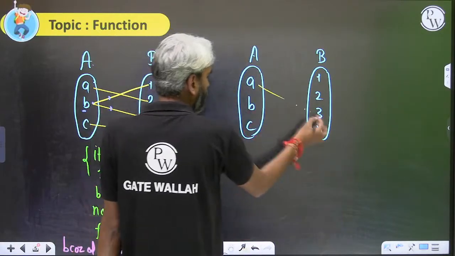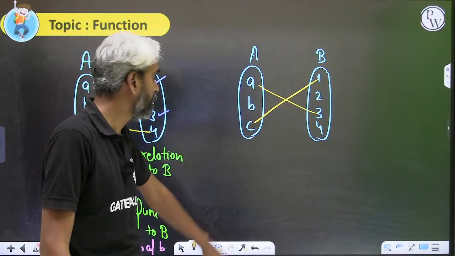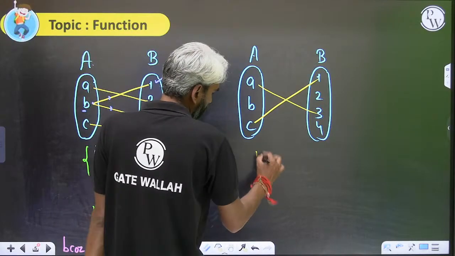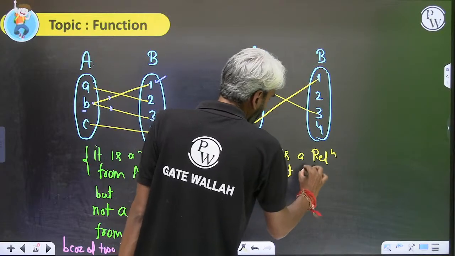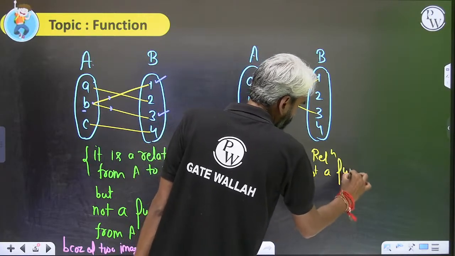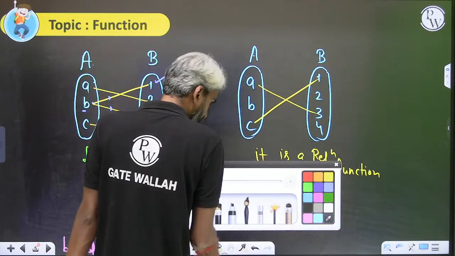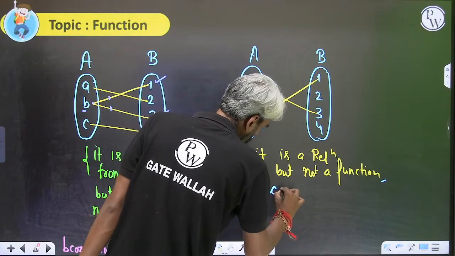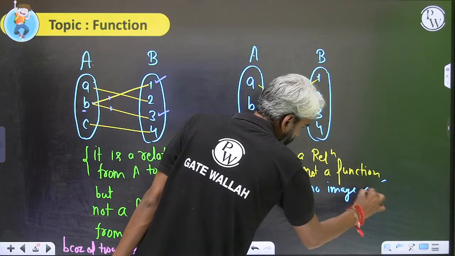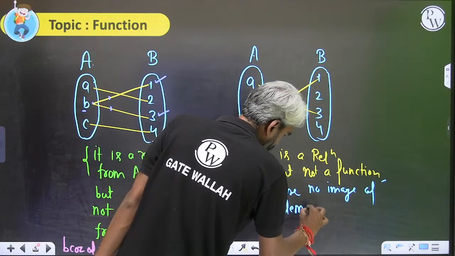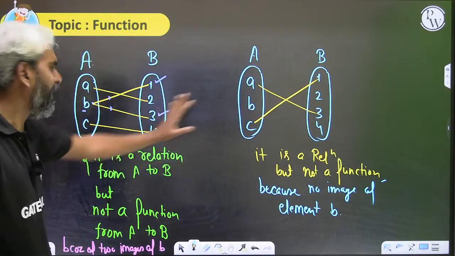Now, is it a relation? Please tell me. Yes, sir, it is a relation: a relates with 3 and c relates with 1. It is a relation, but not a function. Why is it not a function? Because there is no image for element b. So these are not functions.